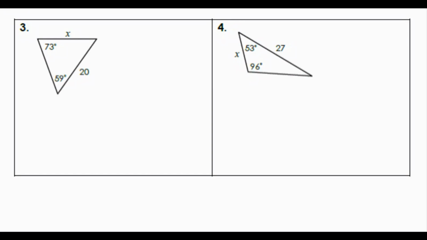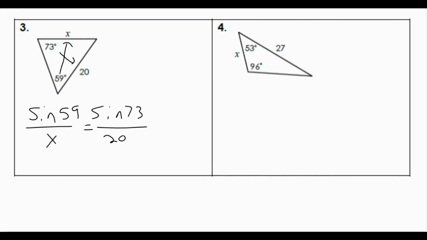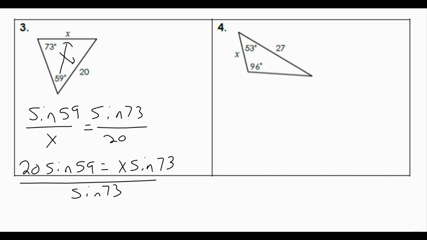Looking at number 3, we have angle measures of 73 and 59 and side lengths of x and 20. 20 is the side that's opposite of 73. X is the side opposite of 59. Setting up my proportion, I'd have sine 59 over x is equal to sine 73 over 20. Multiplying by x and by 20 would give me 20 sine 59 is equal to x sine 73. Dividing everything by sine 73 would give me an x value of 20 sine 59 over sine 73. Plugging this into my calculator, I would get x is equal to 17.9.